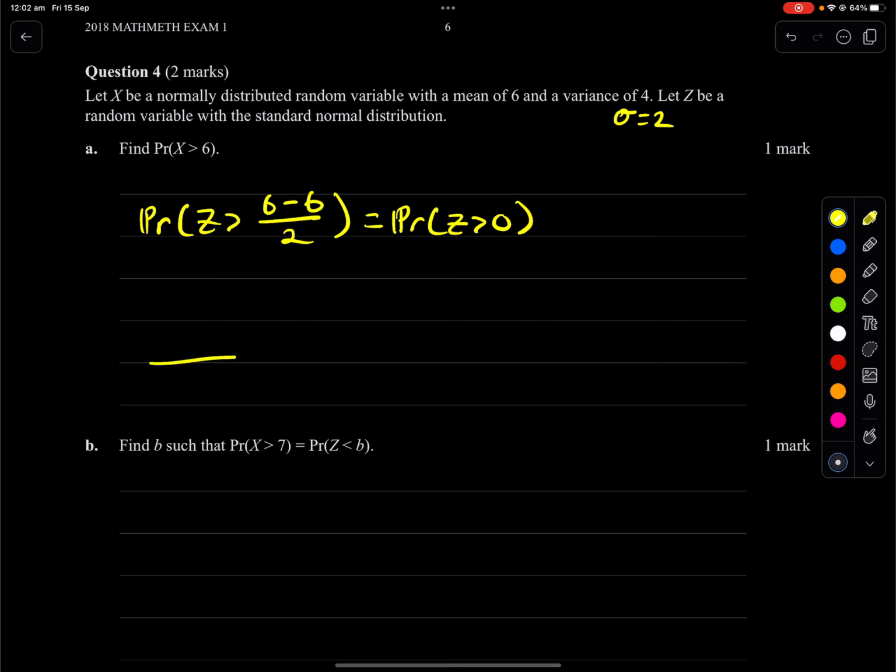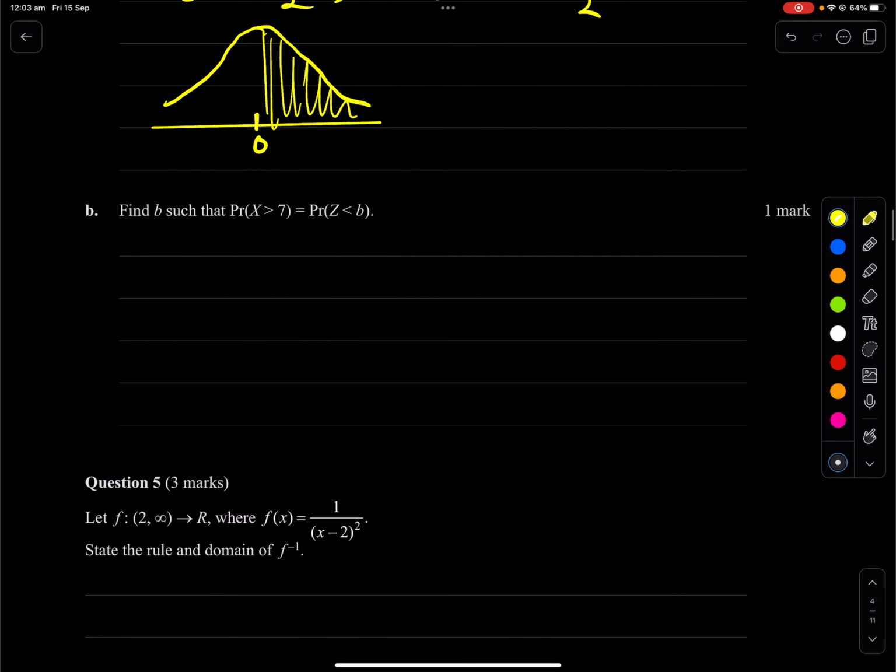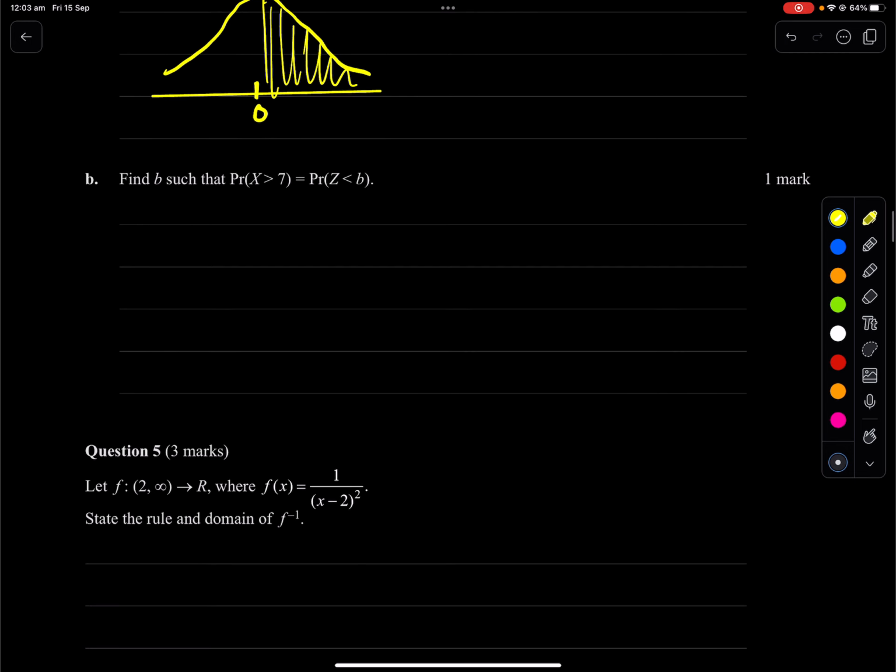Now you should know by normal distribution that the mean is 0, and we're saying what is the probability over here, which is just half. Alright, find b such that the probability x is greater than 7 equals the probability that z is less than b.